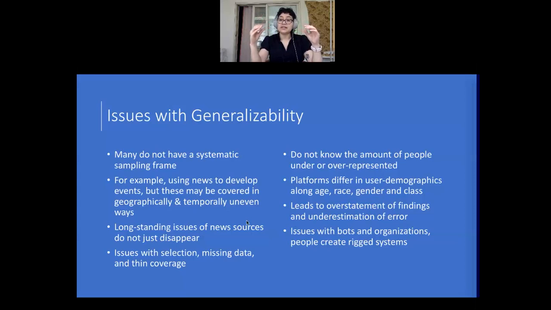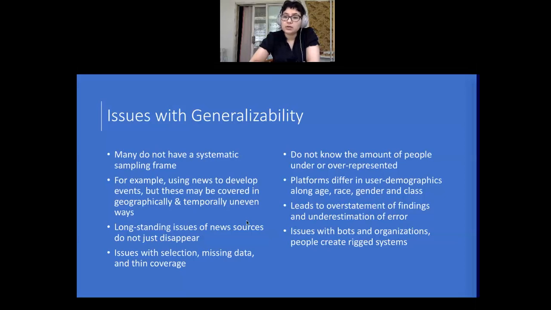Everyone has the same probability of being chosen from that sample frame in order for us to be able to quantify our error. But if we don't have a sampling frame, then we can't quantify our error and we can't make generalizations about our larger sampling frame, right? We learned that in sampling the first 2 weeks of this class. So the issue is that with big data, we don't have a systematic sampling frame.